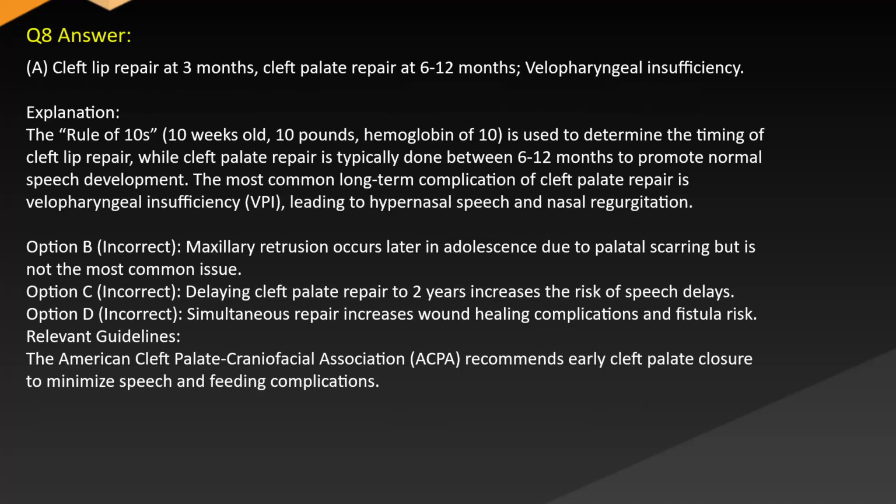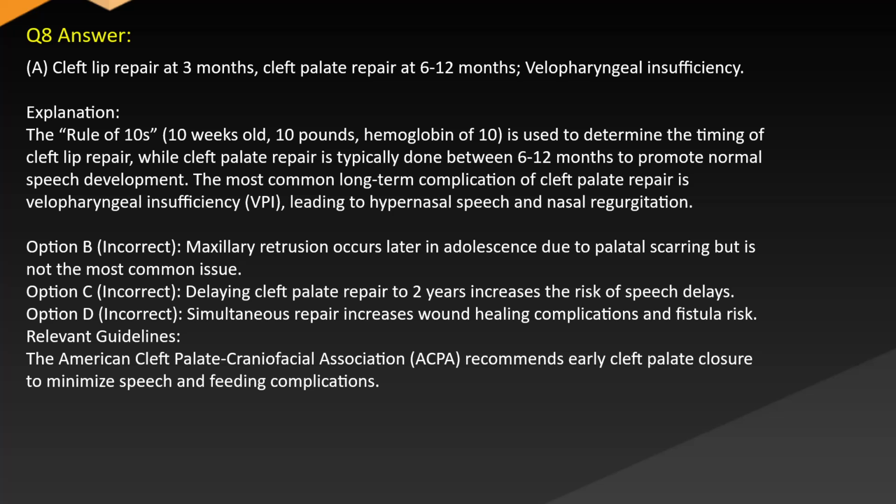Answer: A. Cleft lip repair at 3 months, cleft palate repair at 6 to 12 months. Velopharyngeal insufficiency. Explanation: the rule of 10s, 10 weeks old, 10 pounds, hemoglobin of 10, is used to determine the timing of cleft lip repair, while cleft palate repair is typically done between 6 and 12 months to promote normal speech development. The most common long-term complication of cleft palate repair is velopharyngeal insufficiency, VPI, leading to hypernasal speech and nasal regurgitation.